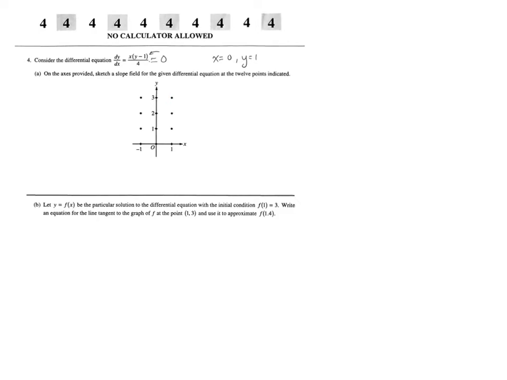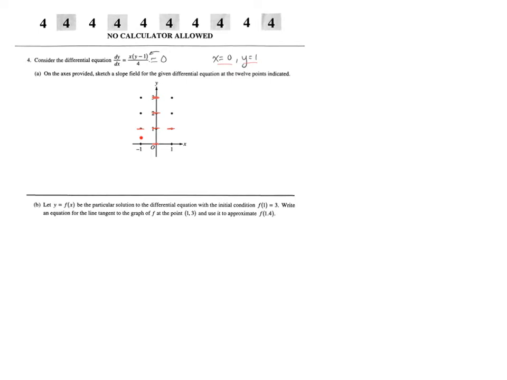So I'm going to draw these slopes in red so they pop off the page a little bit. The places where x is 0 is along the y-axis. So we're going to have a 0 slope here, here, here, and here. And also at the places where y equals 1. So if y equals 1, our y value is 1 right here and right here. So we knocked out 6 of the 12 very easily.